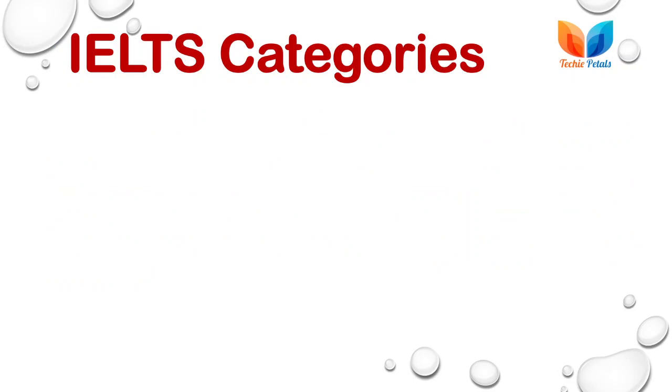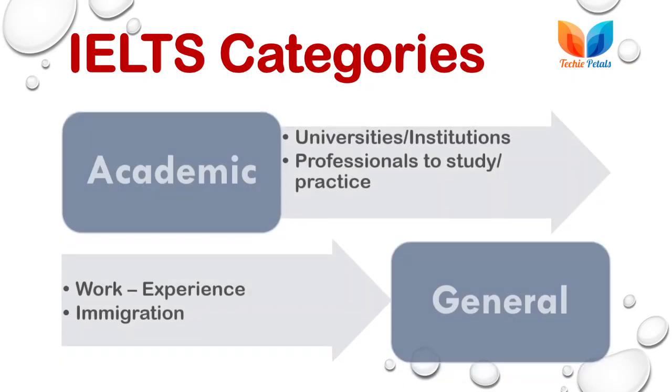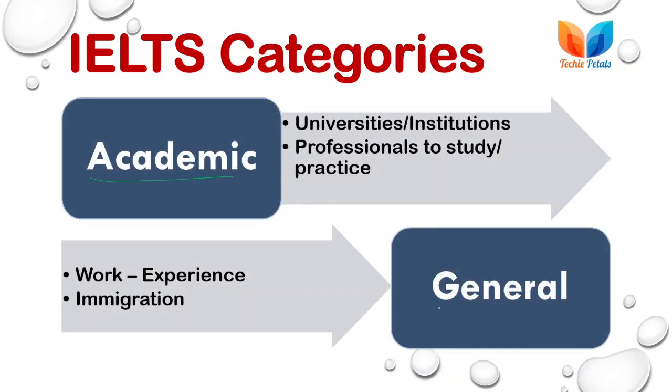Next we have the main categories of the IELTS exam. Basically you need to choose from 2 categories that you may require to appear for. The first category is Academic and the next is General. The Academic category is for those who are willing to study abroad or study in universities and institutes where English is the main communication language, or for professionals who are willing to pursue higher education and along with study want to practice their profession.